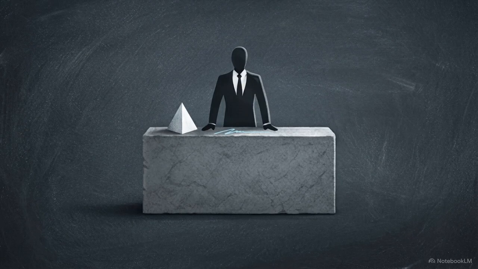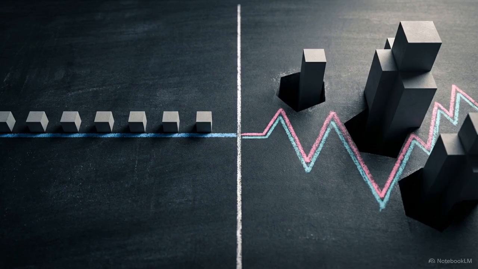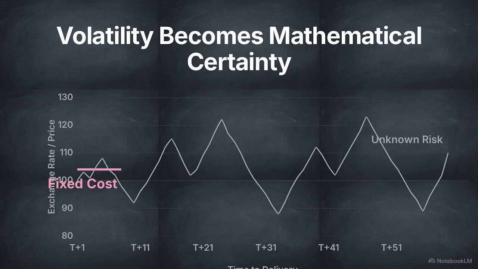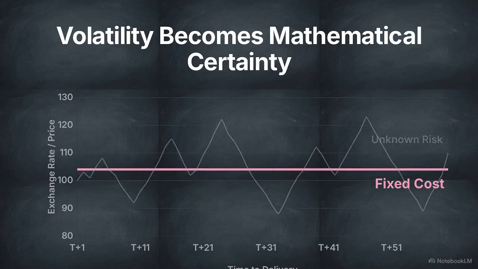This introduces the first critical agent in the financial ecology, the hedger. A hedger willingly pays a premium to eliminate future uncertainty. Hedging does not guarantee a more profitable outcome than doing nothing. Instead, it transforms an unknown future risk into a fixed, mathematically certain present cost.